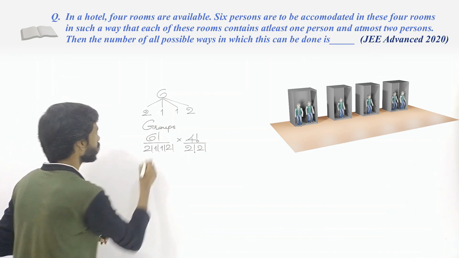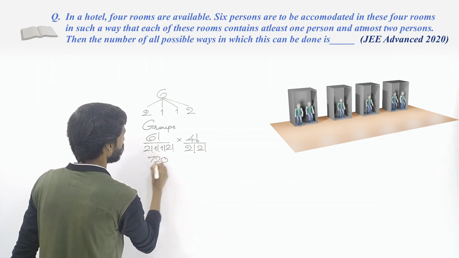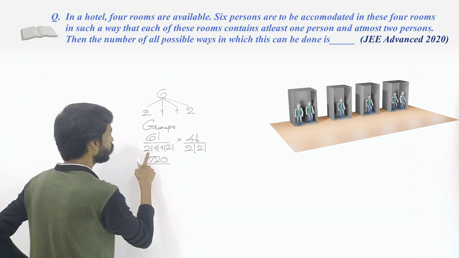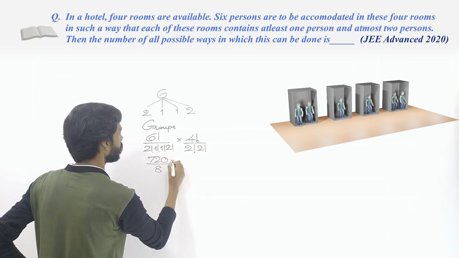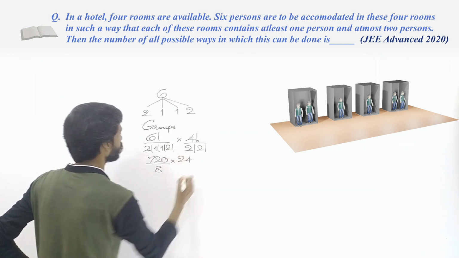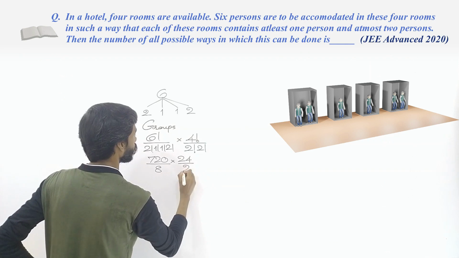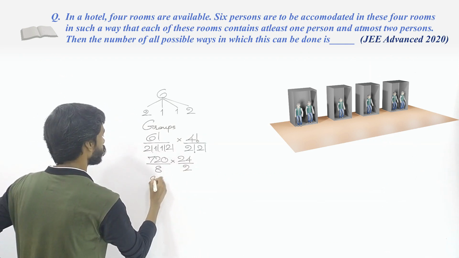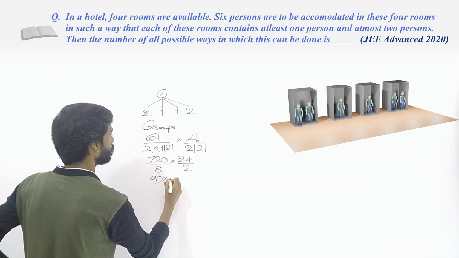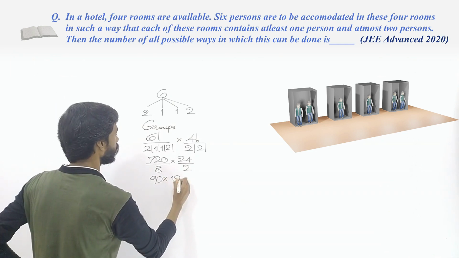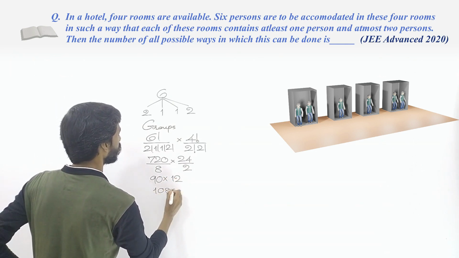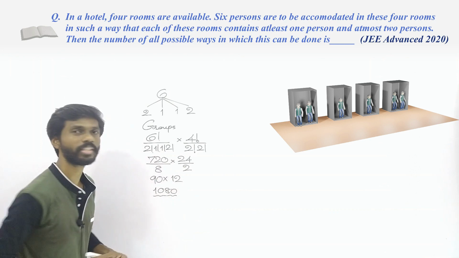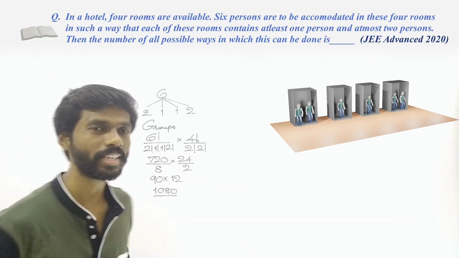Alright, so this is the number of ways this can be done. If you do the simplification, this is 720 divided by 2, 2, that is 8, multiplied by 4 factorial, which is 24, divided by another 2 and 2. 720 divided by 8 is 90, multiplied by 12. So that gives you the answer 1080. So this is the number of ways this can be done. Alright, so that is the answer to the question.